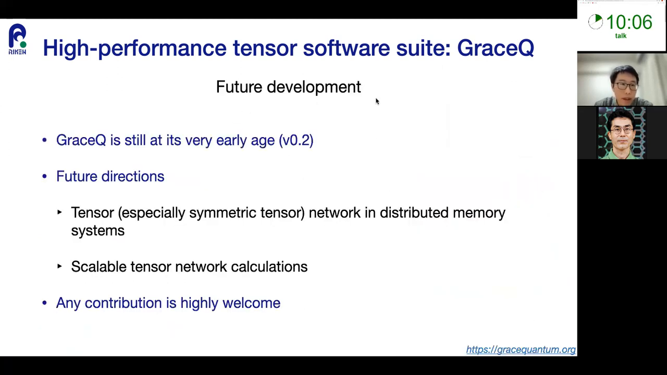For the future development, to be honest, GraceQ is still at a very early age, as you can tell from its version code. And since I recently joined RCCS, the future development will focus on tensors, especially symmetric tensor networks in distributed memory systems. And we also consider scalable tensor network calculations. Okay, since GraceQ is open source, any contributions are highly welcome.